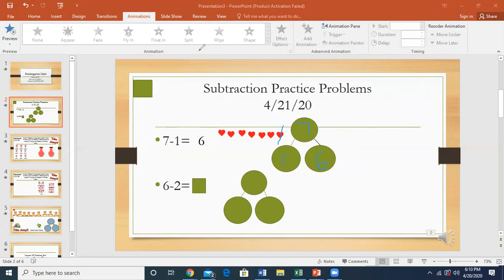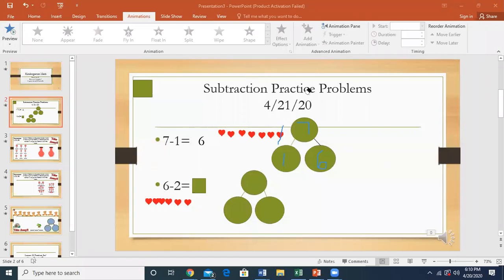I have 6 minus 2 equals our mystery number. So I'm going to start out by putting my total number on my screen, and then we will take away 2. Oh, 1, 2, 3. Count with me how many I have. 1, 2, 3, 4, 5, 6, 7. Do I have too many? I have 1 too many, right? So we're gonna take 1 away.